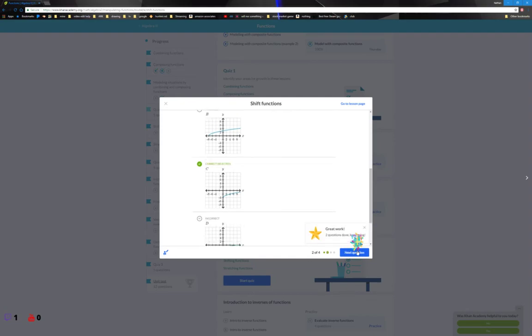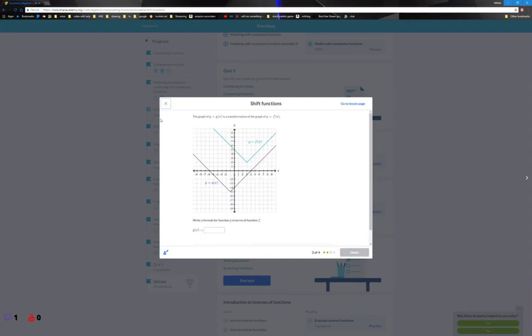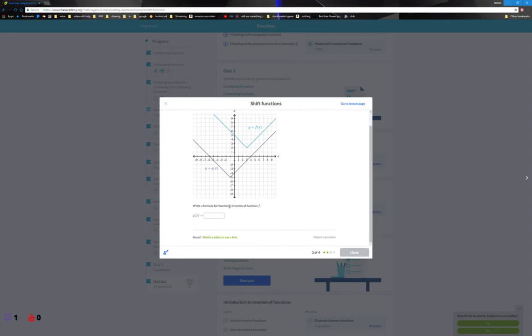So let's check our answer, and we got it right. So the graph of g of x is a transformation of the graph of y equals f of x. Write a formula for the function g in terms of the function f.